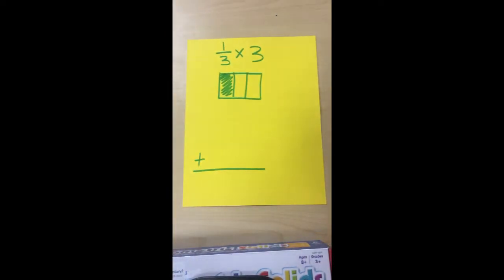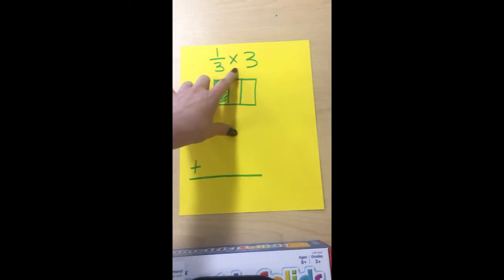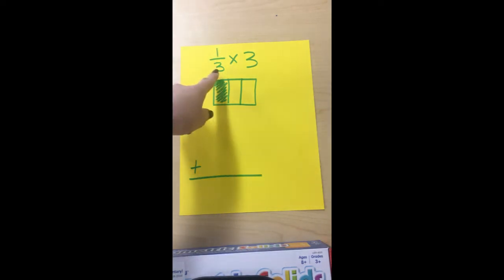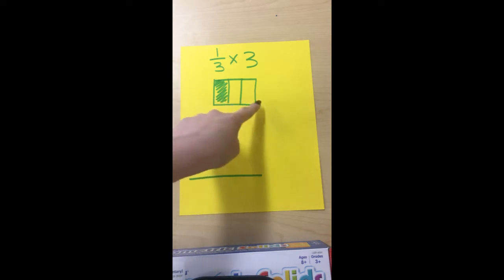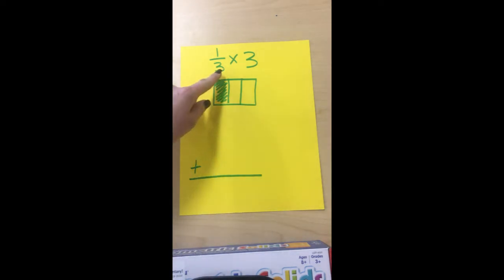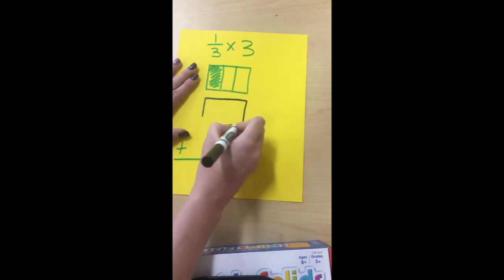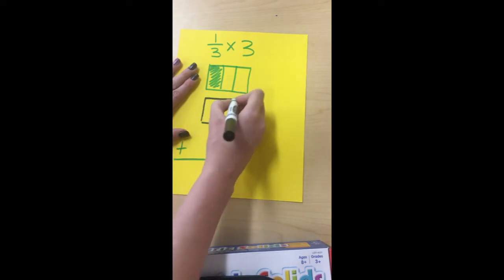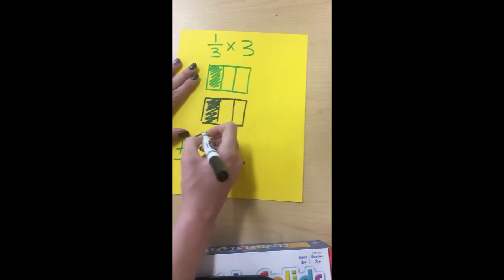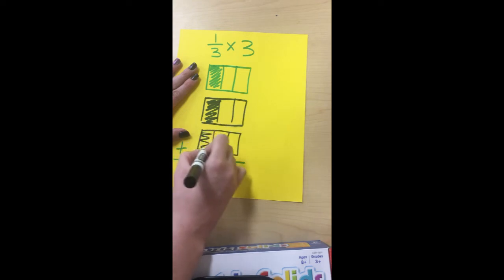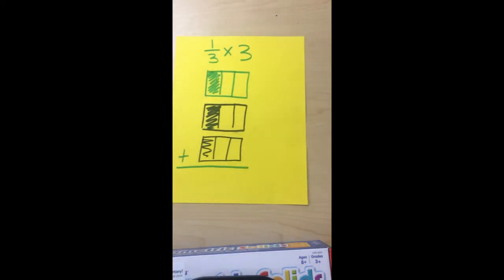First I just want to show you a picture to show you how it works. But remember, multiplication is like repeated addition. So I'm going to show you in a picture how we can multiply 1/3 by 3. This is 1/3, right? So I'm actually going to draw that 3 times. Okay, so that's 1/3 3 times.